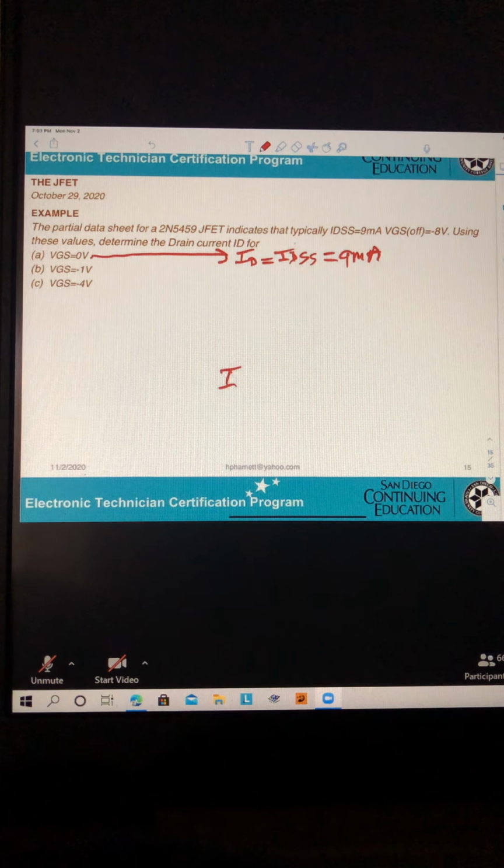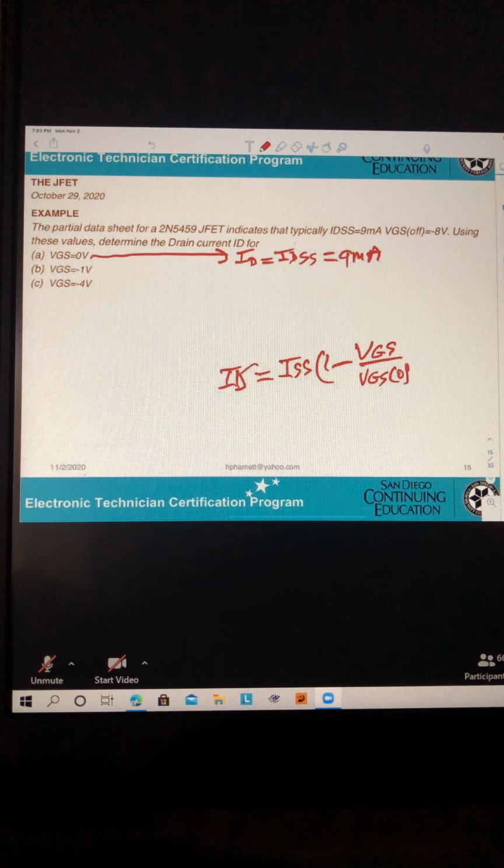I think so. But do you know why ID equals 9 milliamps? Because of the formula, because you're using IDSS times 1 minus VGS. Yeah, I understand what you say. ID equals IDSS times 1 minus VGS divided by VGS off. Yes, sir. Perfect.